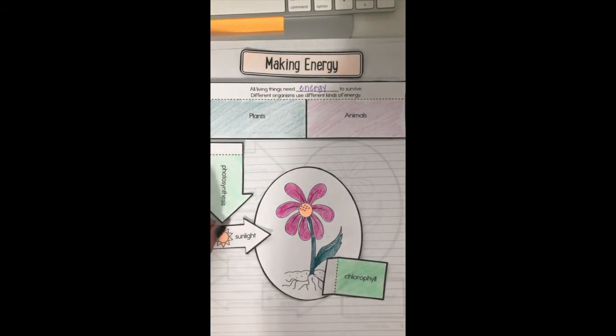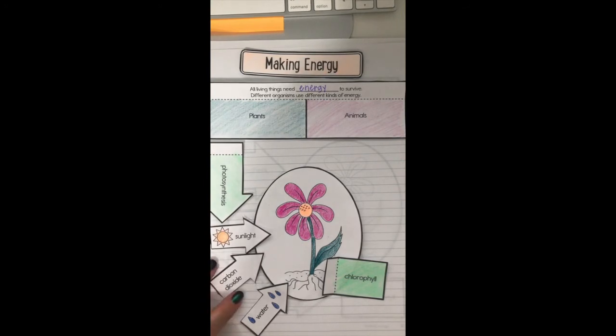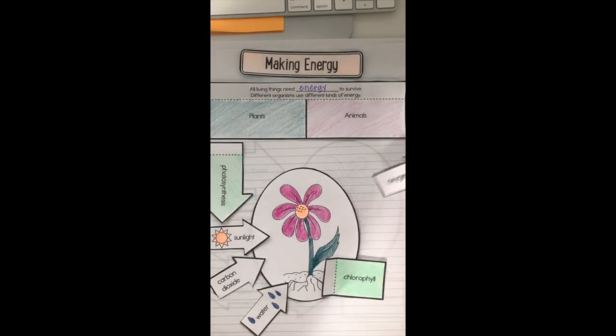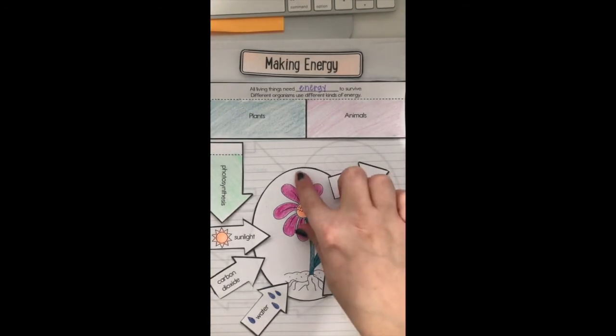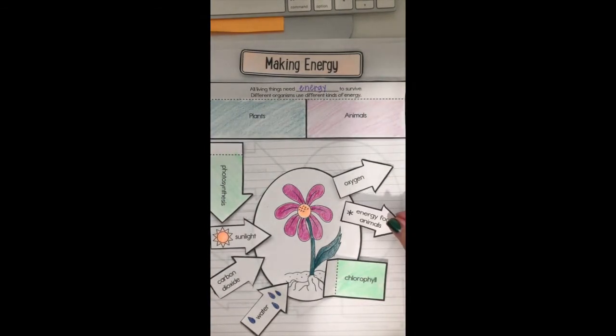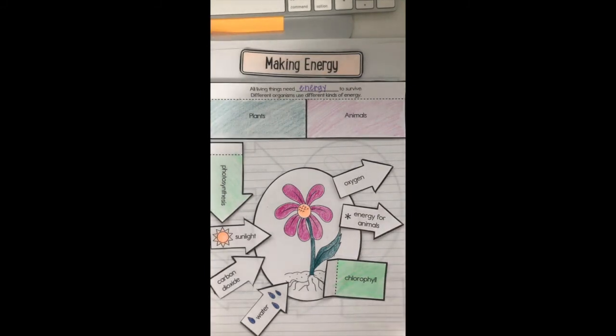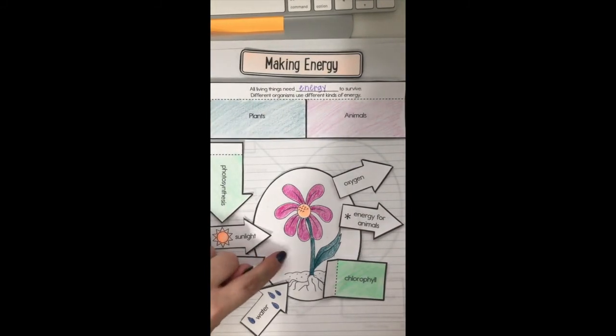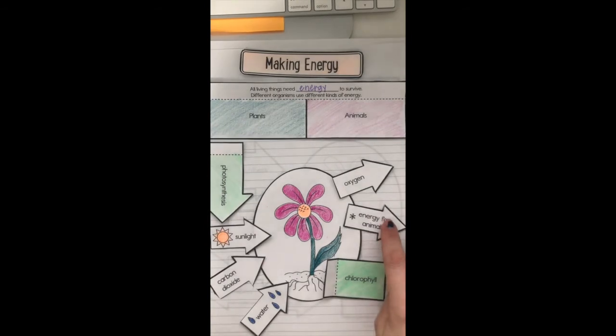So sunlight goes in, water goes in the dirt, the plants absorb carbon dioxide, and then coming out is the oxygen that we breathe. So we definitely need plants. And energy for animals: animals eat the plants and they get their energy, and we also eat plants and get our energy.